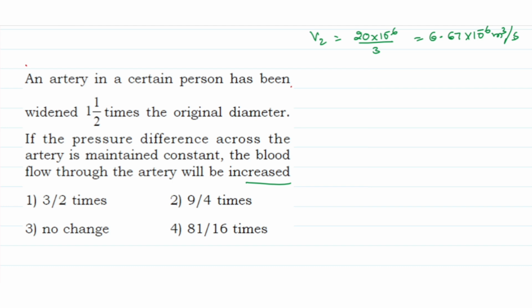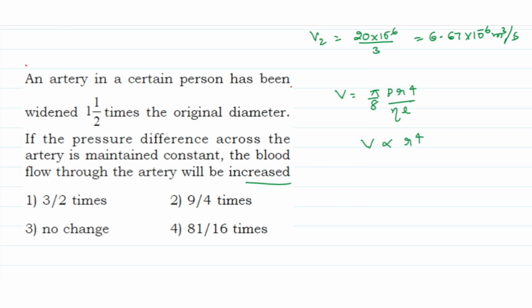According to Poiseuille, the volume of the liquid flowing per unit time is V equals pi by 8 into P R power 4 by eta into L. Here, how is volume related to the radius? V is directly proportional to R power 4.